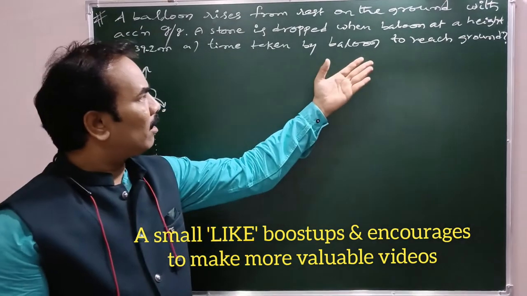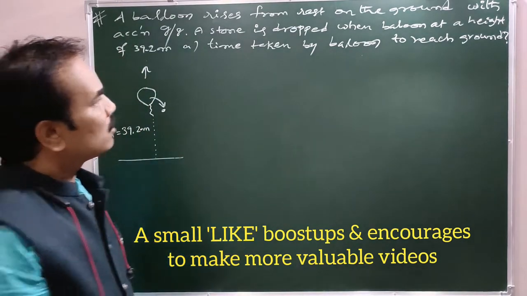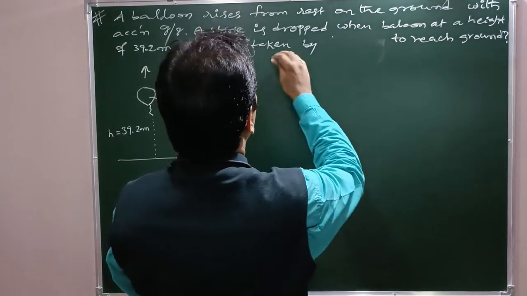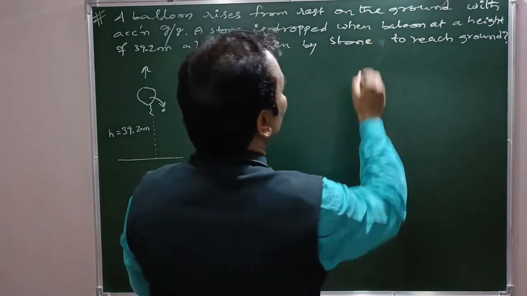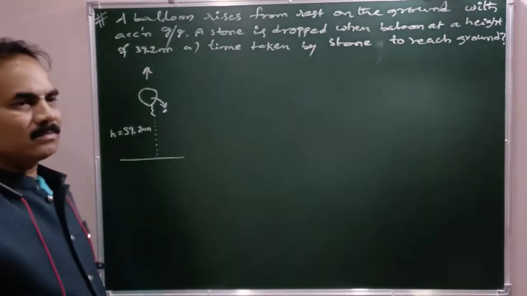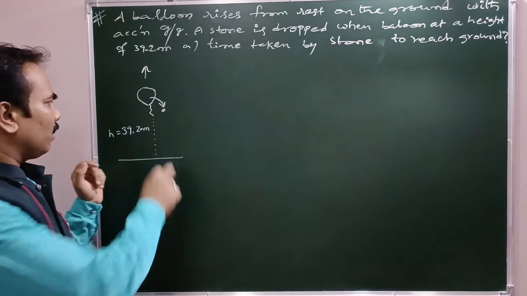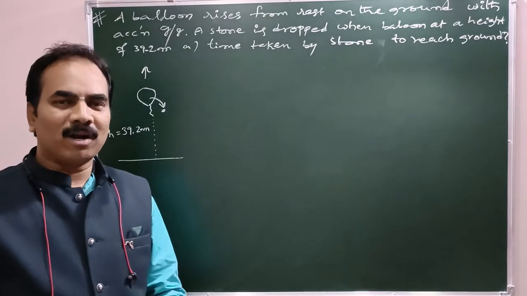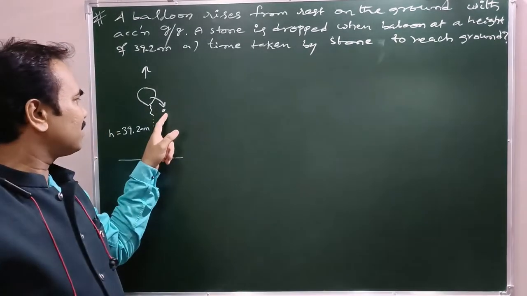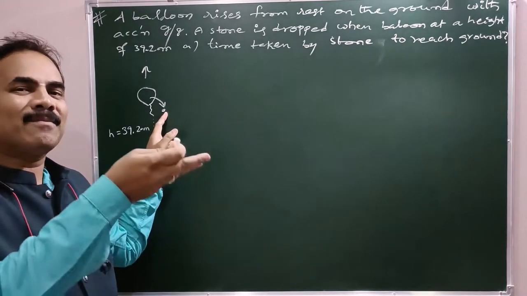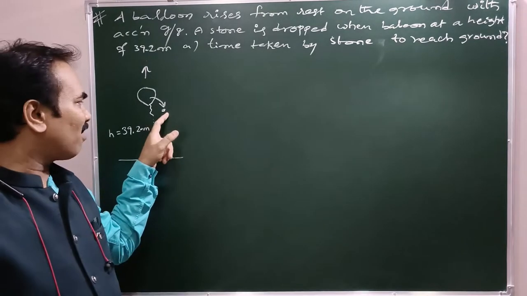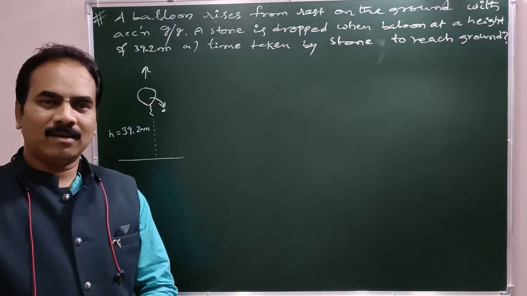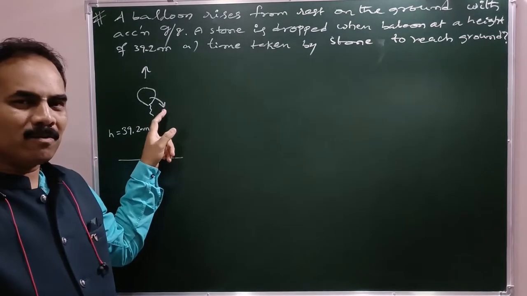Now the time taken by the stone to reach the ground, that is the question. Now see, when a stone is dropped from a vertically rising balloon, it is not a freely falling body with respect to ground. Why? Because it is dropped from a vertically rising balloon. So it's not freely falling with respect to ground, but with respect to the balloon, it is freely falling. So with respect to ground, what is the velocity of the stone?